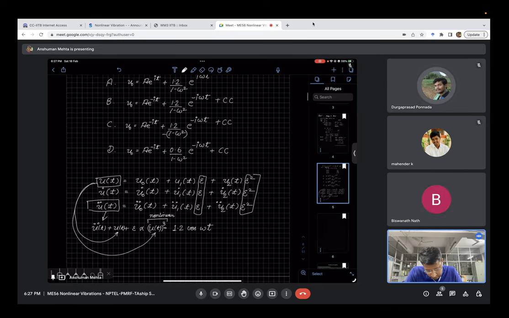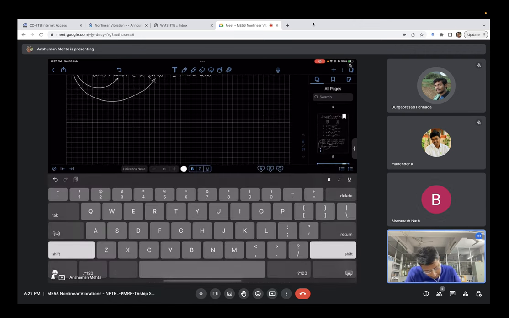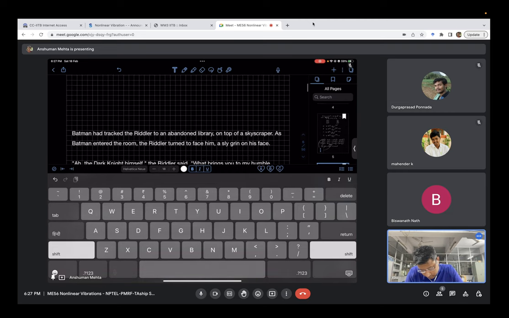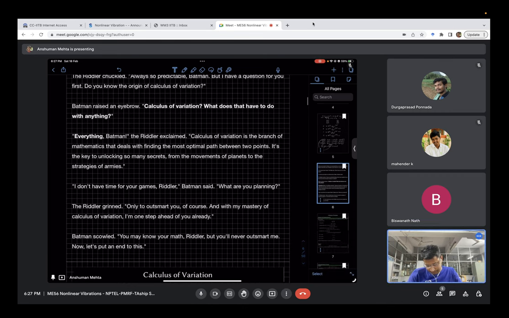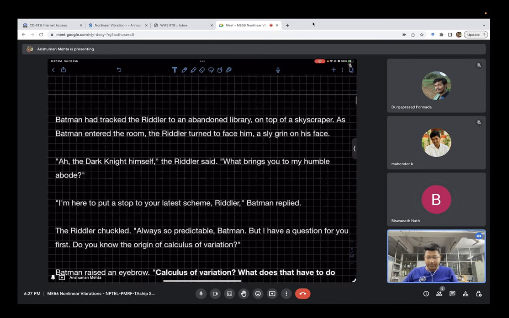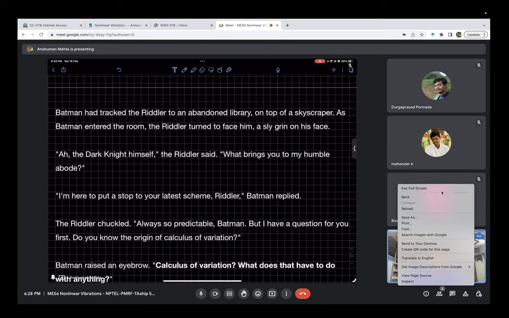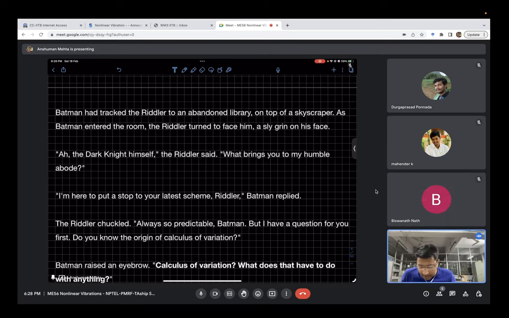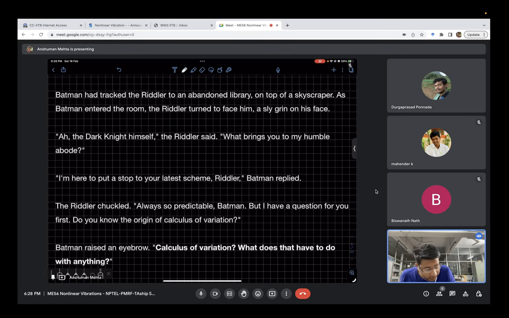Okay. Where is the story? I think the story went away somewhere. You have to bring the story back. Okay, so we are back to our story. Here what happened is that Batman has tracked the Riddler. Okay. I'm just muting. Okay, already. So, Batman has tracked the Riddler to an abandoned library on the top of the skyscraper. So, skyscraper is important here. Actually, something is happening.